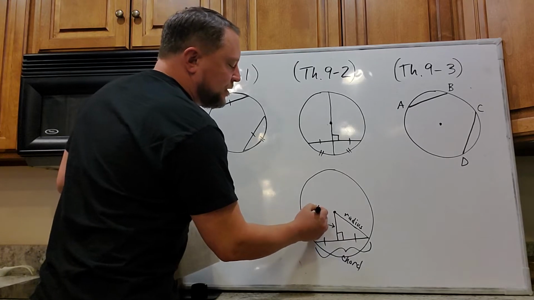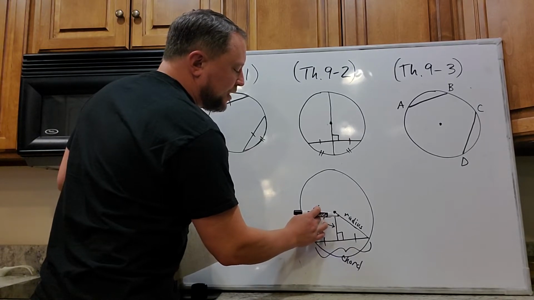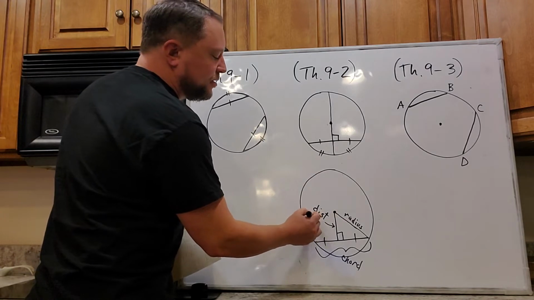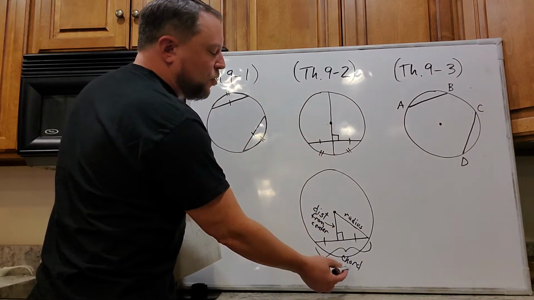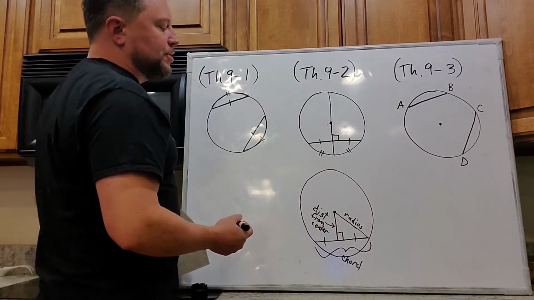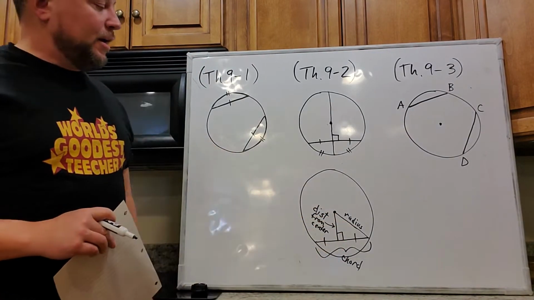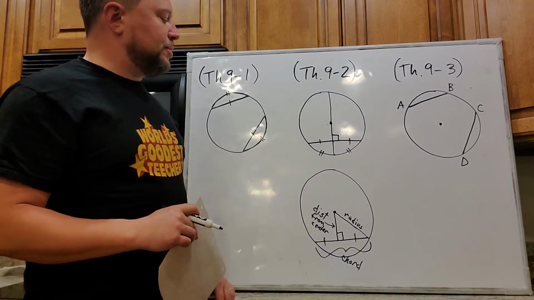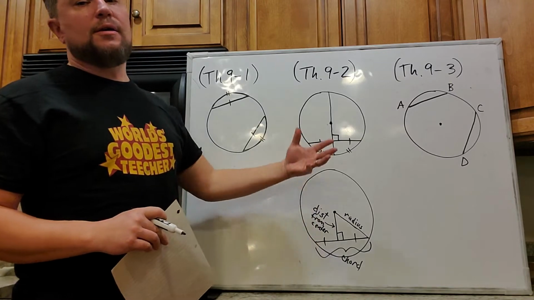So again, this is the distance. I'm trying to write distance there, sorry. Let me try that again. Distance from the center. It's how far the chord is from the center. The chord's distance from the center. All right, so that'll come in handy when we do our word problems that involve a chord and how far it is from the center and a radius.